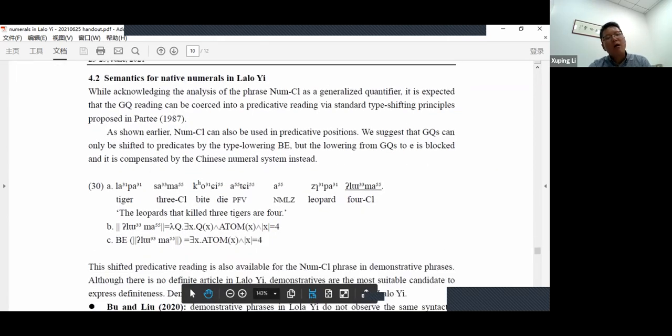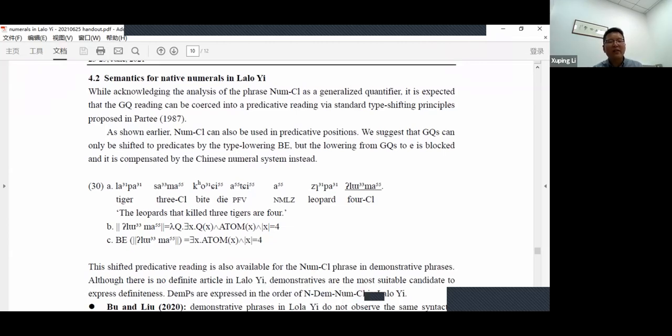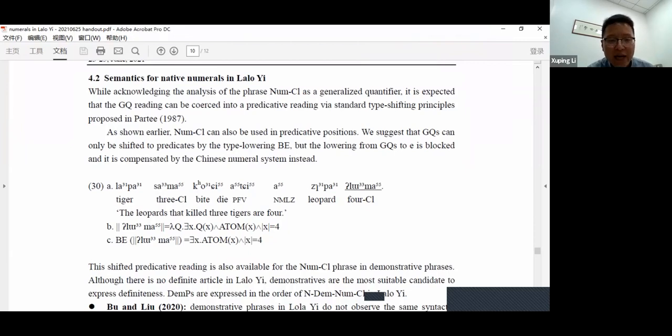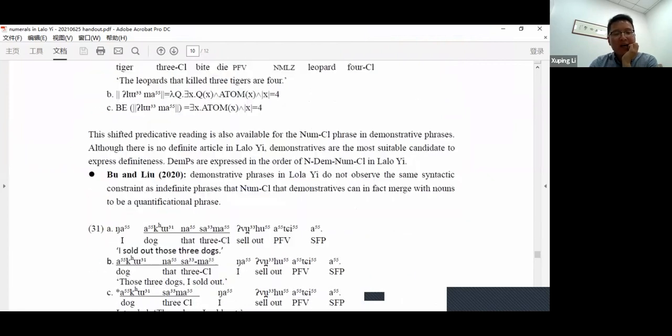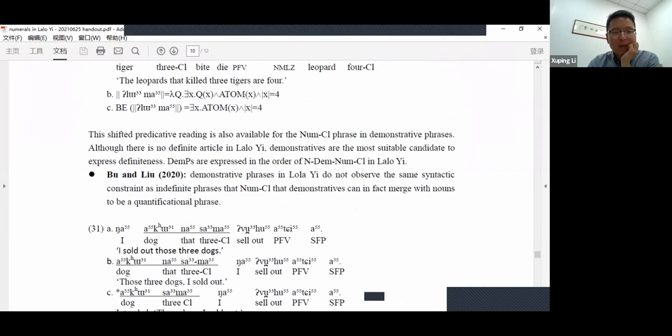Here's the semantics. But in addition to its GQ use, we also find num classifier can appear in predicative positions, right? The leopards that killed 3 tigers are 4 here. 4 classifier. The GQ actually tends to be a predicate. So here I would assume the predicate reading can be coerced by type shifting. Okay, and sorry, where am I.